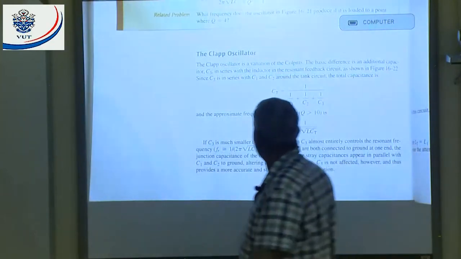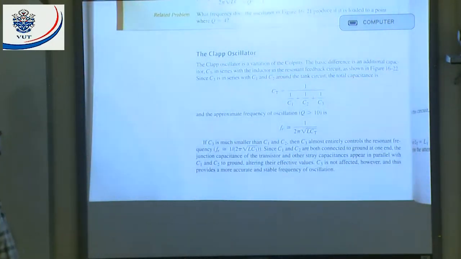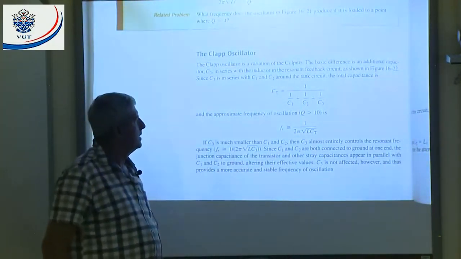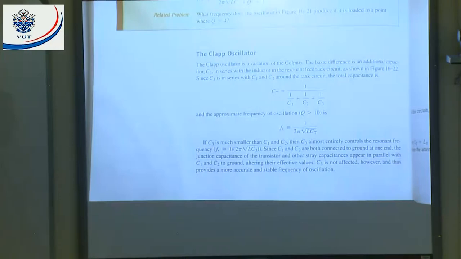They state the clap oscillator is a variation of the Colpitts. The basic difference is an additional capacitor C3 in series with the inductor in the resonant feedback circuit, as shown in figure 16.22. Since C3 is in series with C1 and C2 around the tank circuit, the total capacitance is 1 upon C total equals 1 upon C1 plus 1 upon C2 plus 1 upon C3.